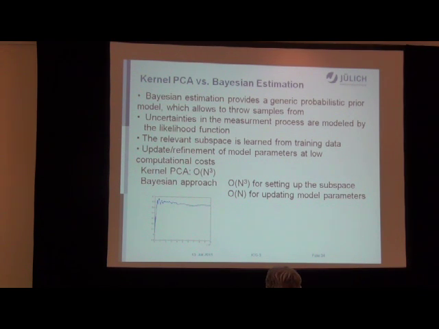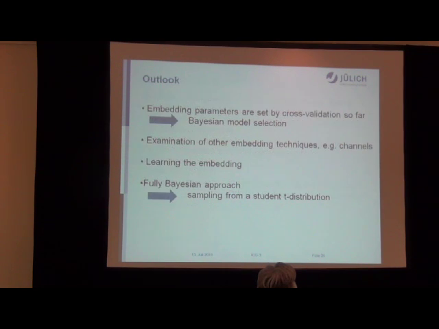So if the subspace is set up, subspace generation with Kernel PCA is cubic, and also for our approach. But as far as this subspace is set up, the model parameters can be refined. This shows some refinement of the norm of the precision matrix with 10,000 data points, which is impossible for Kernel PCA. So, last slide.